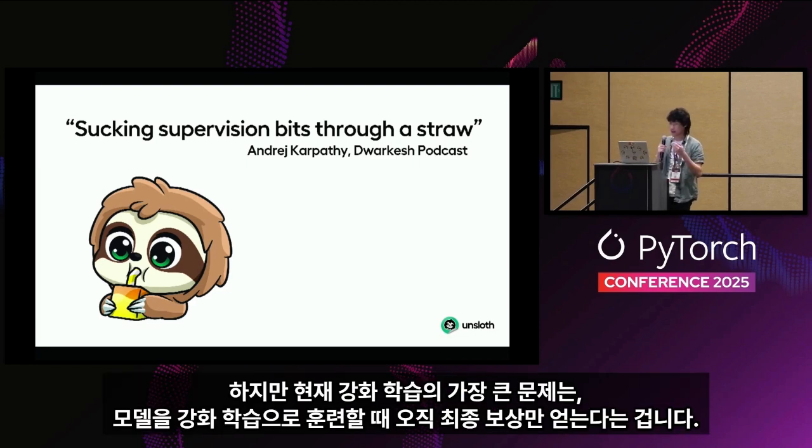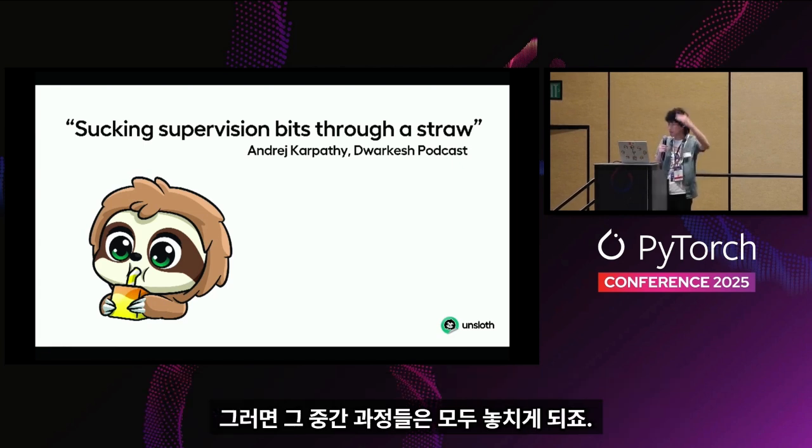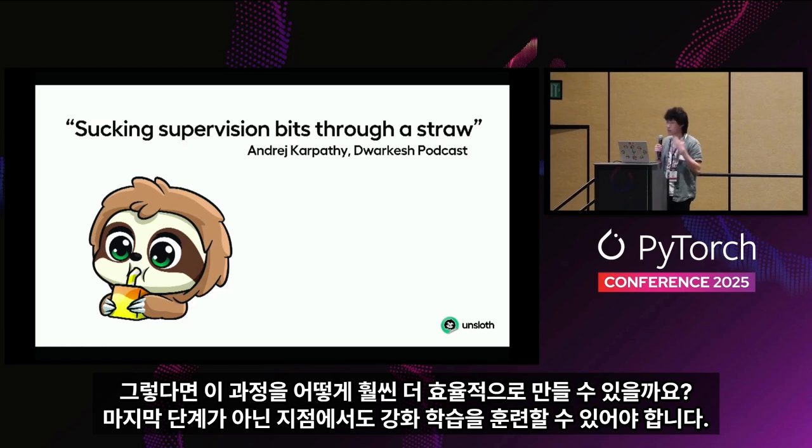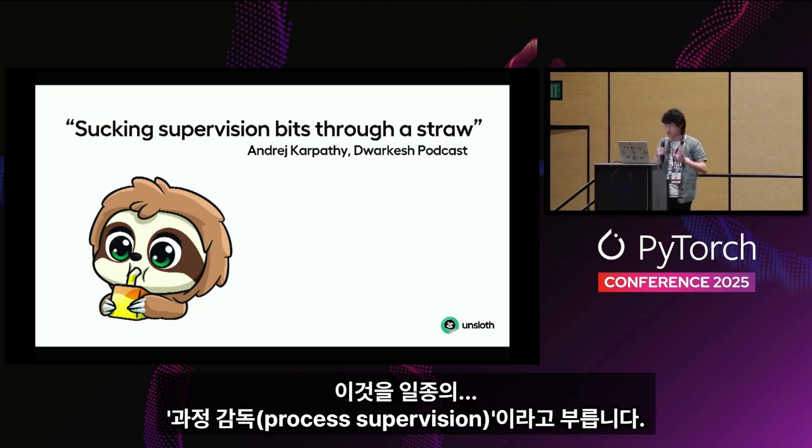But essentially, the biggest issue of RL currently is that when you train a model using RL, you only get the final reward, right? If you play the game 2048, you wait for the game to execute, and then at the very end, it will say whether the game has been won or not. But then you miss all the steps in between. So how do we make the process much more efficient? We should be able to train RL not at the very final step, but look at the intermediate rewards. This is called process supervision.